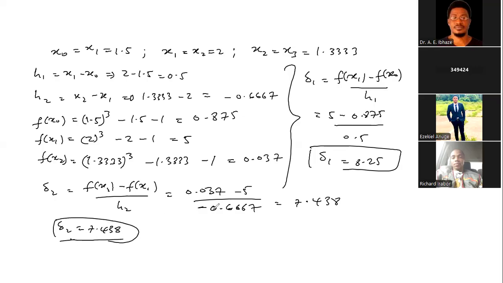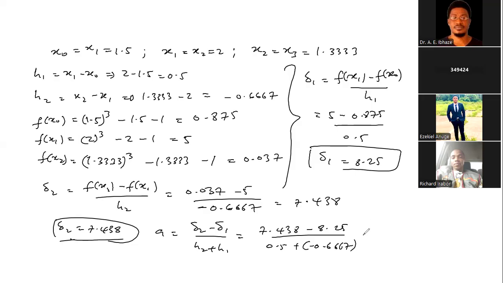Right? Then we can now evaluate A, which is delta 2 minus delta 1 over H2 plus H1, which is 7.438 minus 8.25 over 0.5 plus minus 0.6667. And once we resolve this, it is going to give us 4.87. So it means A is the same as 4.87.